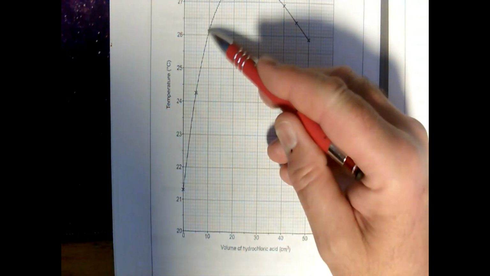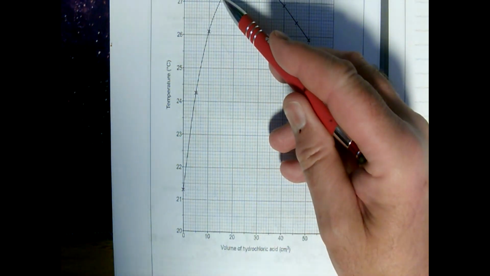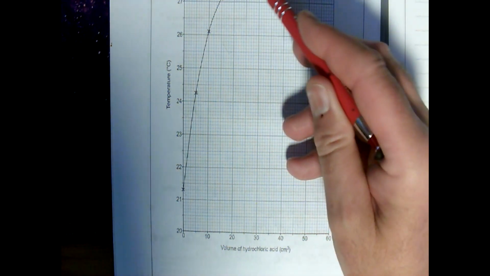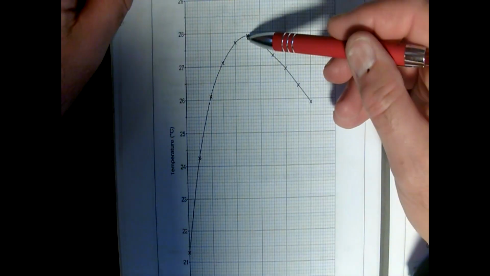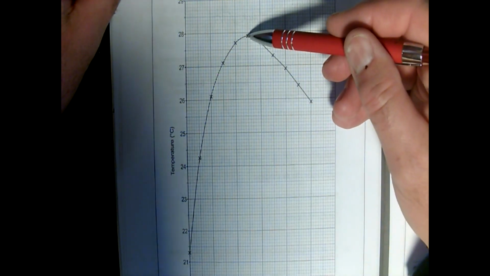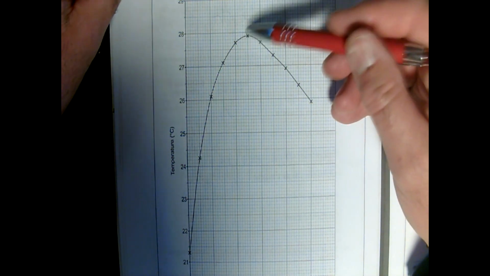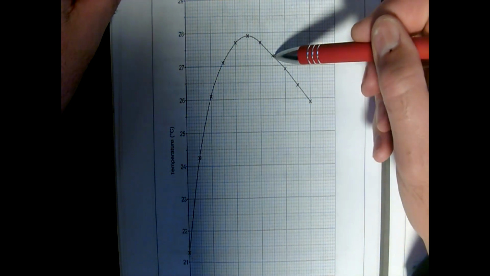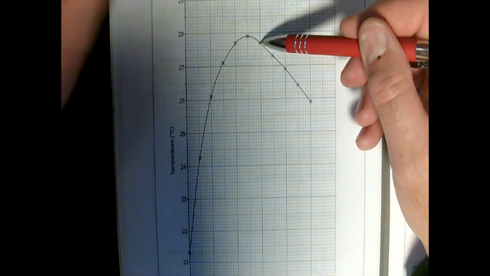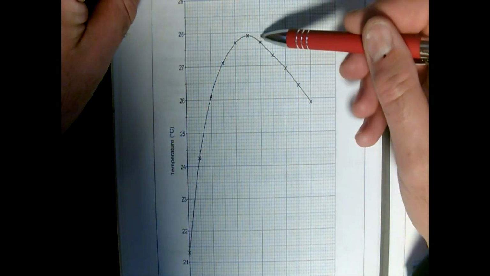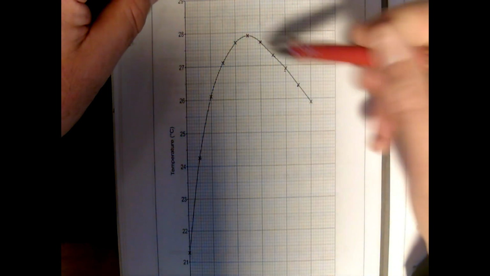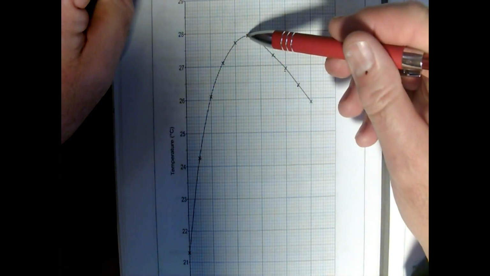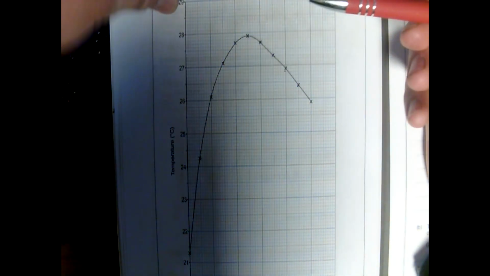Initially, the temperature increases rapidly, showing that there's a chemical reaction going on. So this is acid reacting with alkali, so this will be a neutralization reaction. As we add more, the temperature continues to rise. As the reactants start to run out, as the sodium hydroxide starts to run out, the rate of rise slows down until we get a maximum value. So this value at the top tells us the reaction is now over and the sodium hydroxide has reacted.